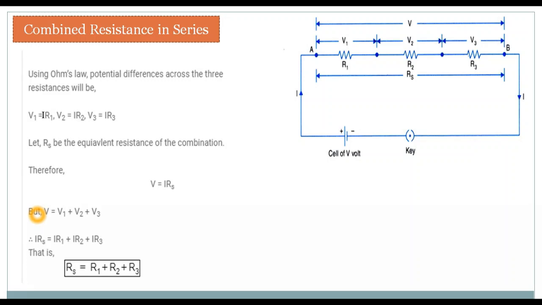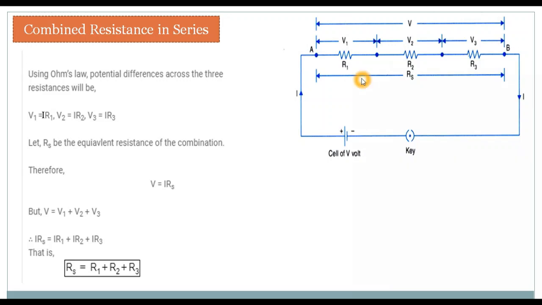Now, if we apply Ohm's law for each of the resistors, for this resistance R1, to find out the potential difference V1, we know that V is equivalent to IR. Now here it is not V but V1, and here it is R1. So V1 is equivalent to IR1. For this, the potential difference V2 is equal to IR2, and for the third resistance, the potential difference V3 is equal to I into R3.